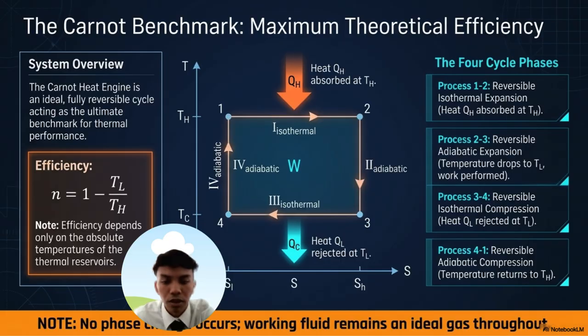For the last, process 4 to 1 is a reversible adiabatic compression. Again, no heat transfer occurs and the temperature of the working fluid increases from Tl back to Th, completing the cycle. In conclusion, the Carnot heat engine represents the maximum theoretical efficiency that a heat engine can achieve and serves as an important reference for analyzing and improving thermodynamic systems.